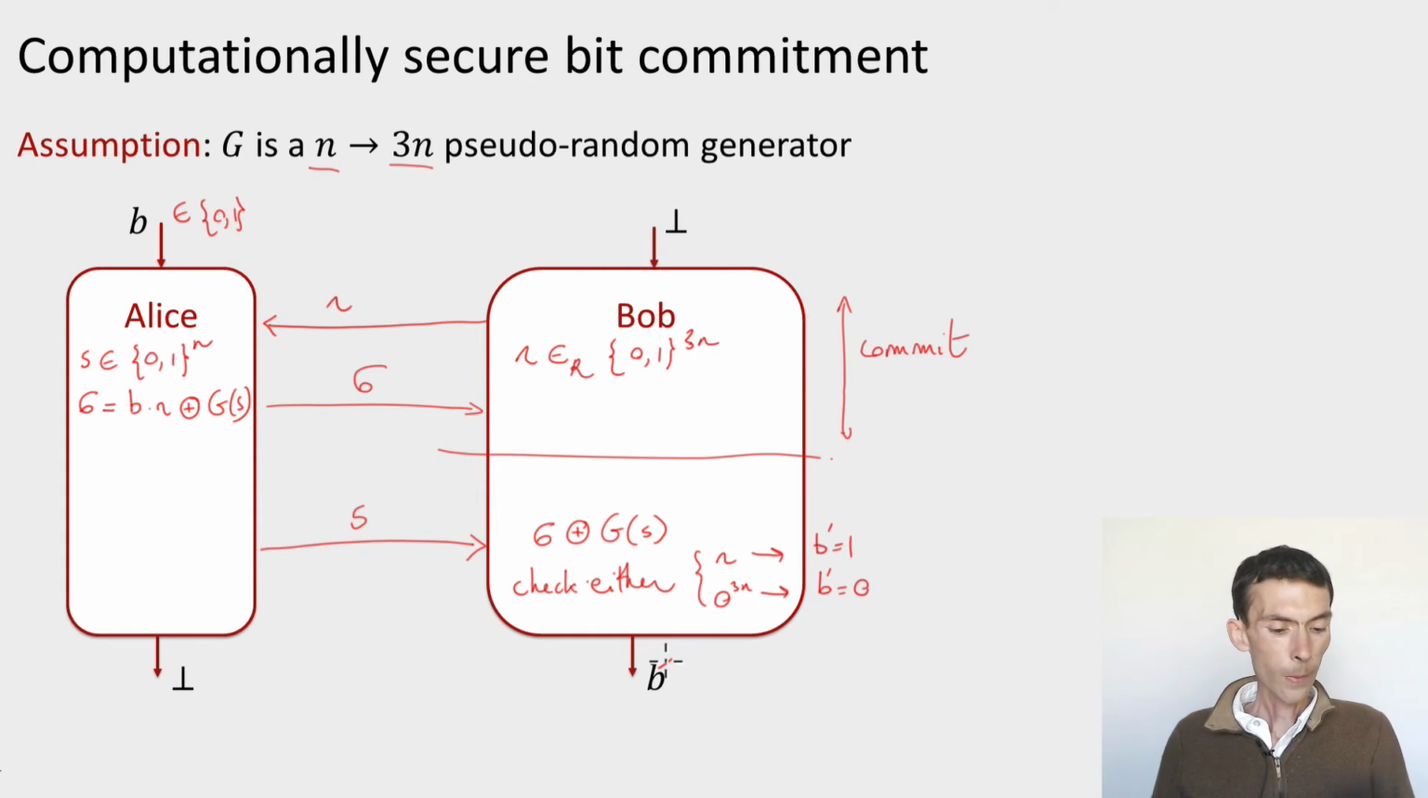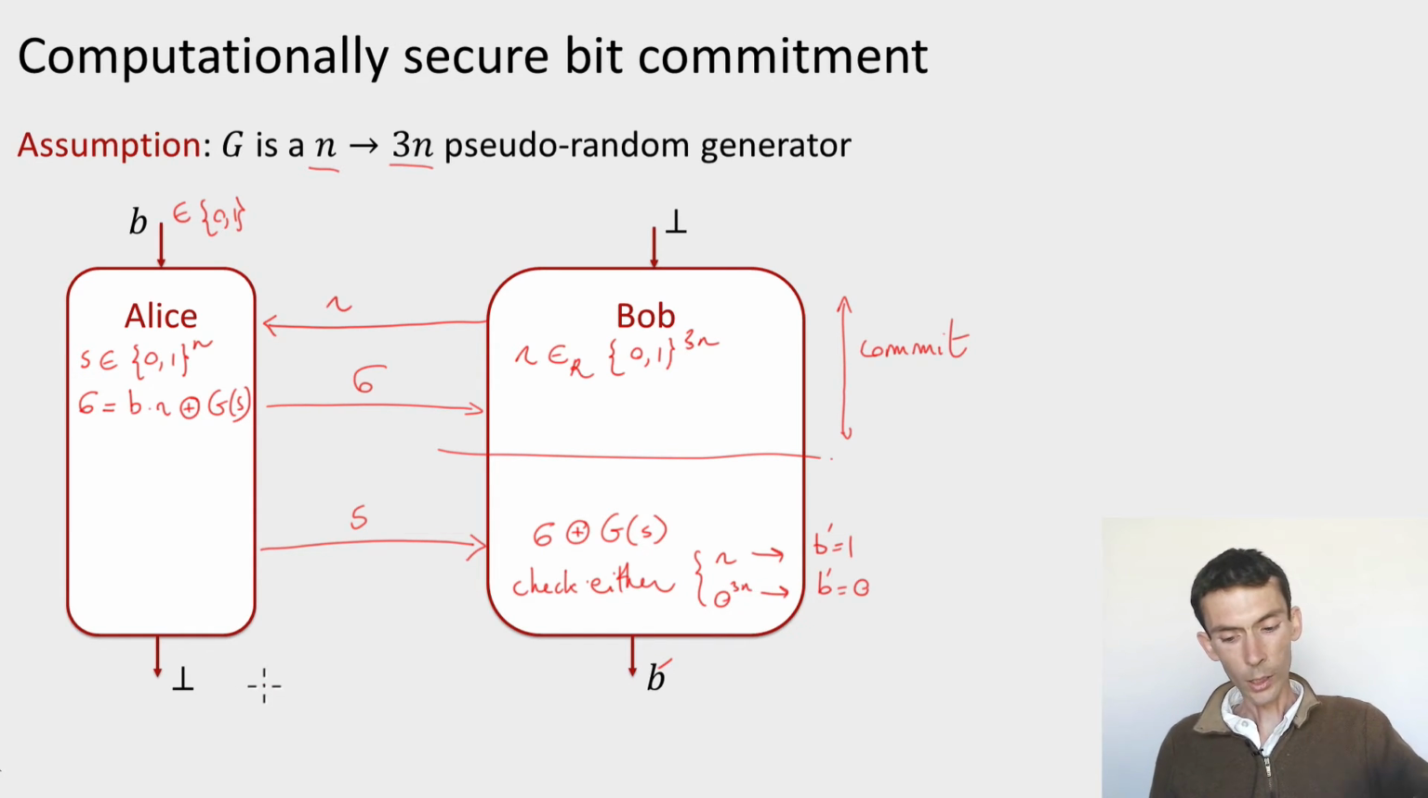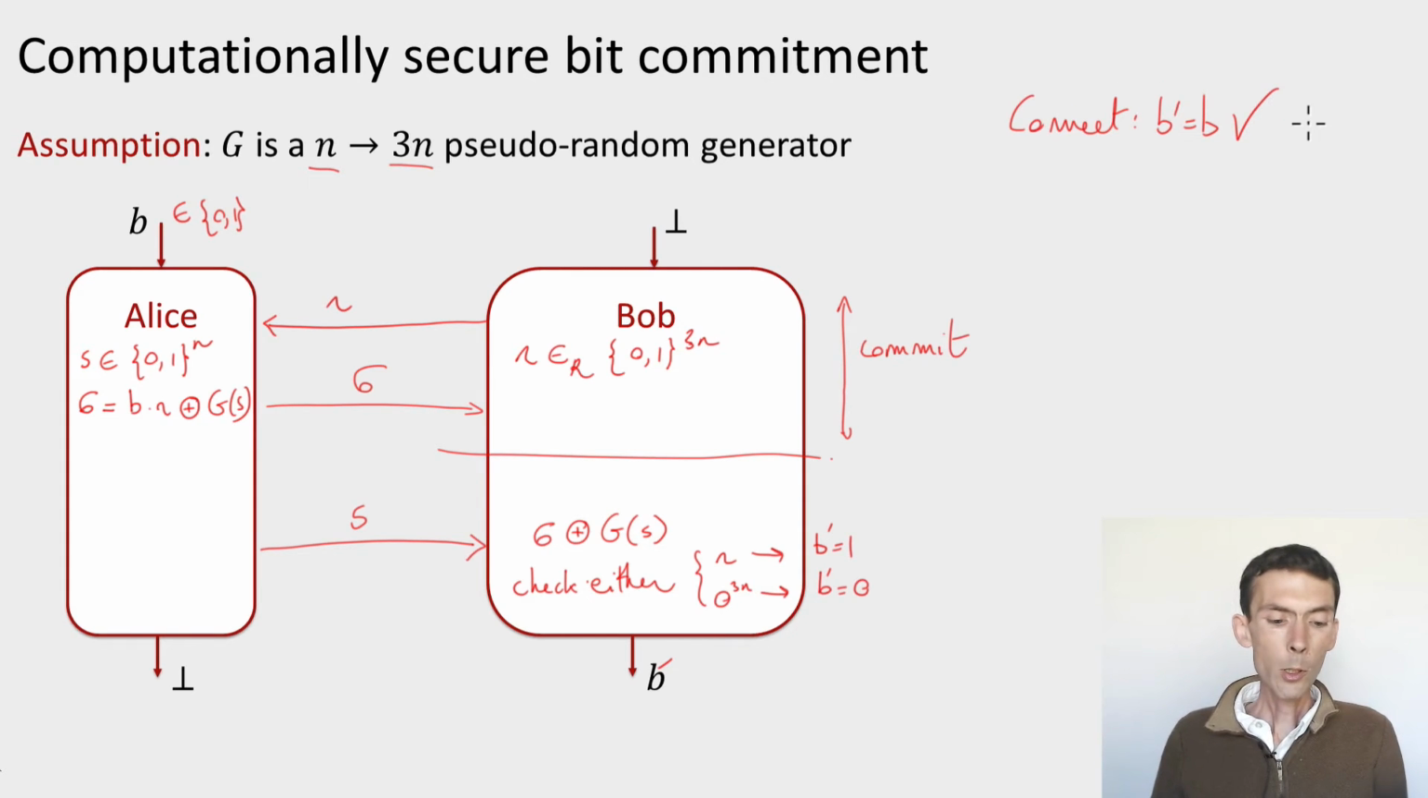Let's check it. Is it correct? Correct, yes, because if they do what they're supposed to do, by definition of sigma, when Bob takes the parity with g of s, the g of s cancel out. He's left with either r, in case b was 1, or the 0 string, in case b was 0, and so he outputs b prime equals b. So the protocol is correct. This passes. How about security?